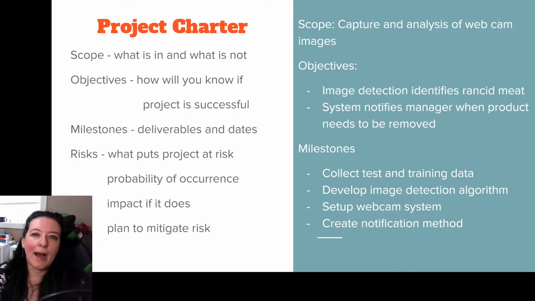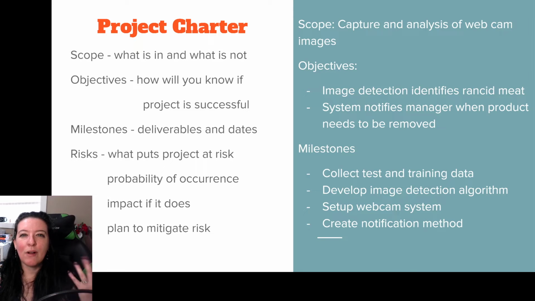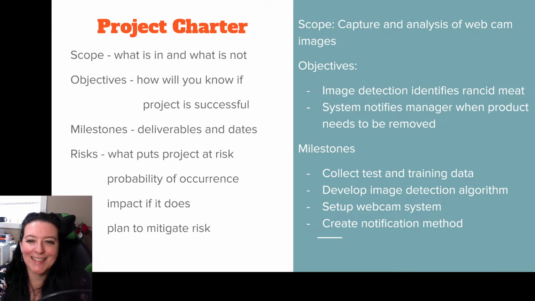Then we have what are called milestones. Milestones are deliverables with dates attached. These are more of the steps in the process and when we expect them to be completed by. We need to train our data and then test how well the algorithm works, so we could create a date for when that is happening. We're developing an algorithm, and we're going to improve that algorithm so that when we test it, it performs better. It's able to identify more and more rancid meat, with a higher probability of correct identification. So we would have a deliverable of having that tuned algorithm and a date attached to it.